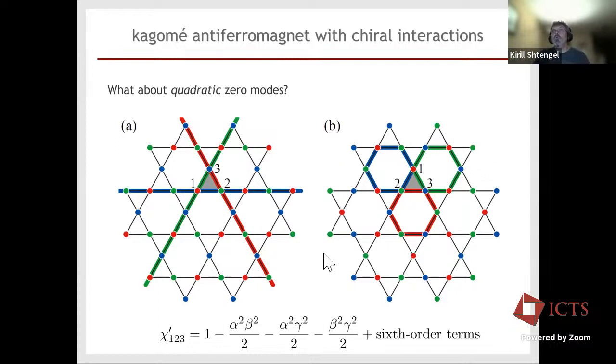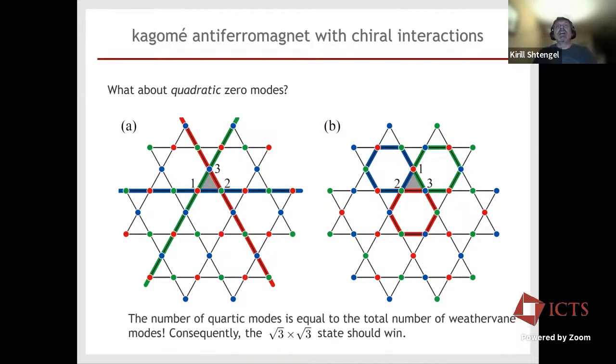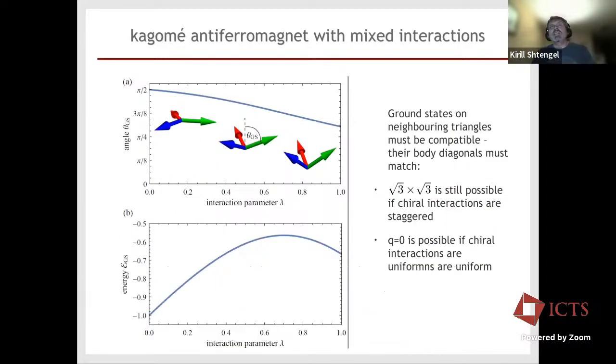You have many more of them in the root 3 by root 3 state than, for example, in the Q equals 0 state. And so the prediction straight from here is that the thermal order by disorder would select the root 3 by root 3 state, even at the quartic order, which it didn't do for the Kagome Heisenberg antiferromagnet. And that physics is actually borne out.